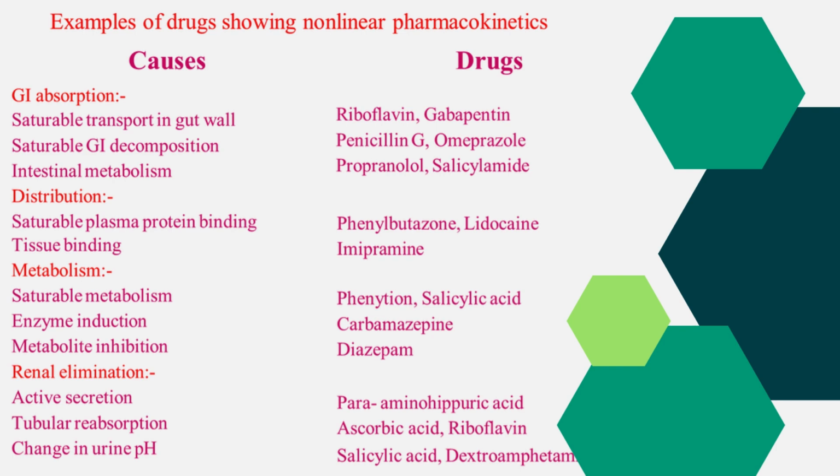In distribution: saturable plasma protein binding, phenylbutazone, lidocaine; tissue binding, imipramine. Metabolism: saturable metabolism, phenytoin, salicylic acid; enzyme induction, carbamazepine; metabolite inhibition, diazepam. Renal elimination: active secretion, para-aminohippuric acid; tubular reabsorption, ascorbic acid, riboflavin; change in urine pH, salicylic acid, dextroamphetamine.